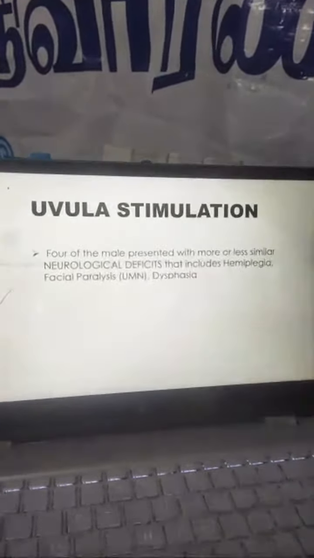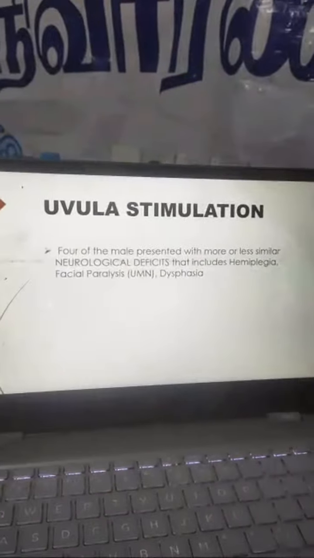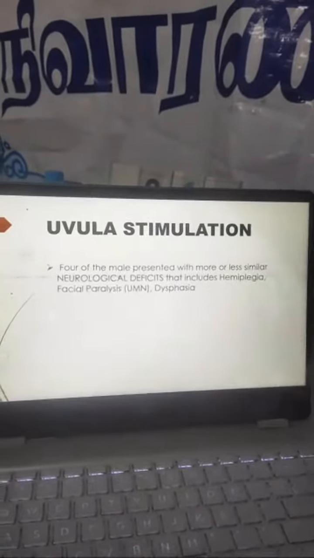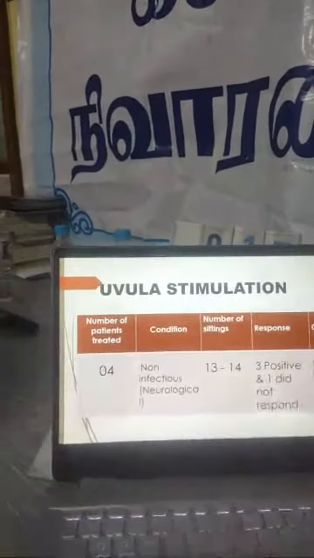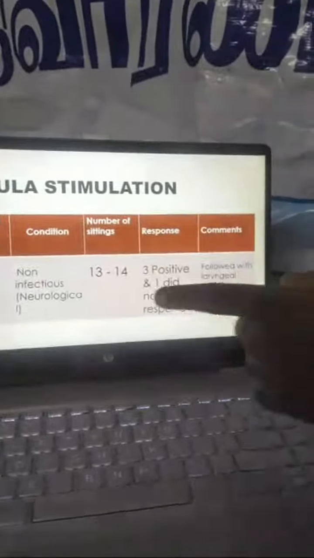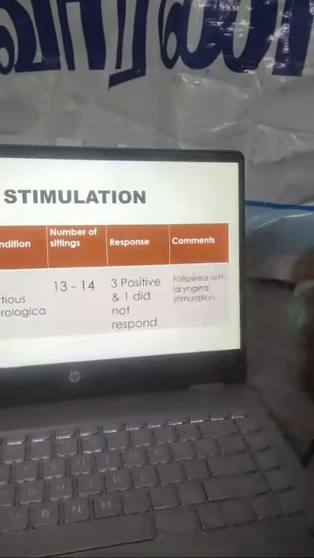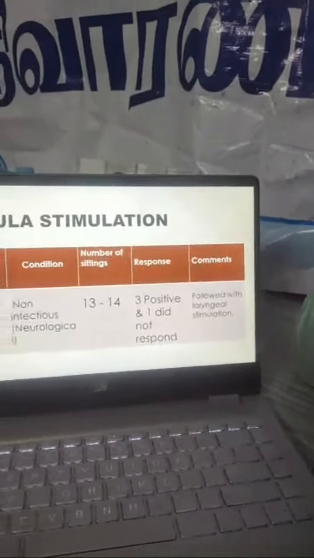How? Basically with your hands. You don't need anything special, we don't even have the mouth opener device in this. We basically treated with a simple stimulation, non-electrical, just movements of the side aspect of the uvula, out of which in just 13 to 14 sittings, 3 of them got their voice back.